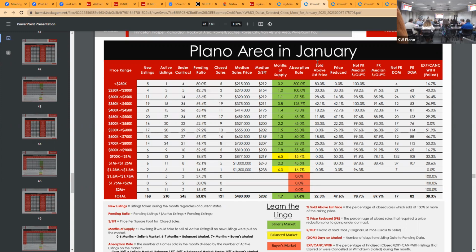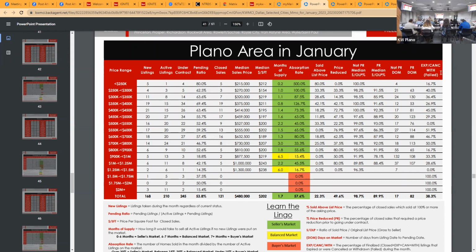Okay, and then keep going on our columns. How many of the homes sold above list price? How many were price reduced? Of the ones that did not do a price reduction, what was their percent of original list price that they received? Of the ones that did a price reduction, what was their percent of original list price received? Of the ones that did not do a price reduction, what was their days on market? Of the ones that did do a price reduction, what was their days on market? And then how many expired or canceled as a percentage?